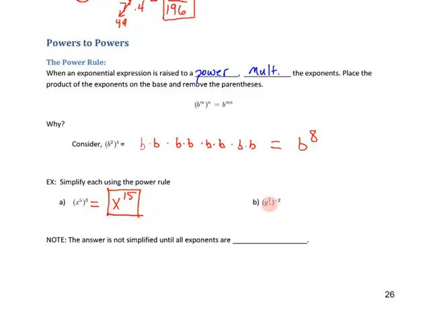Y to the 7th raised to the negative 2 would be y to the 7 times negative 2, or negative 14, which by the previous rule is 1 over y to the positive 14. Note, the answer is not simplified until all exponents are positive. So if I stopped here, I would not be all the way finished simplifying, right? I still have a little bit more work to do.